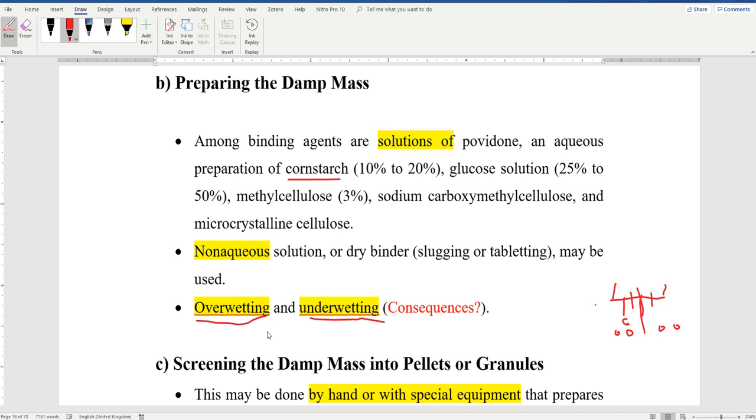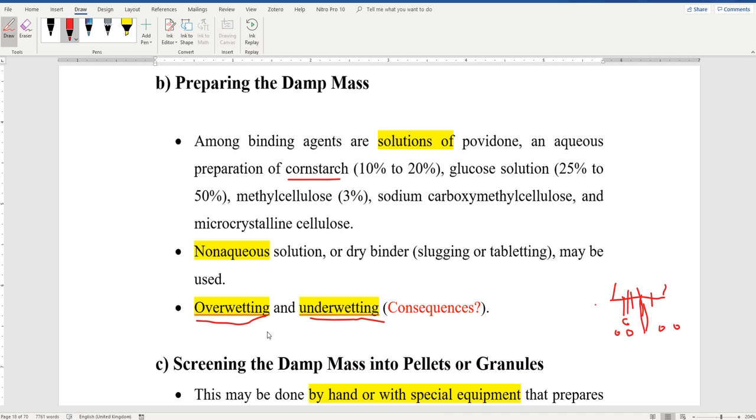For example, someone wants to make fine meat for kebab, or etc. They come out as threads. So if I am overwetting, what happens? It becomes difficult to granulate because they come out from the screen as threads, and these threads are difficult to break.